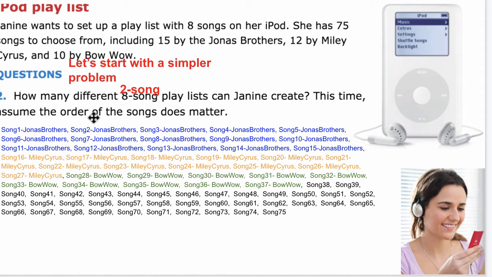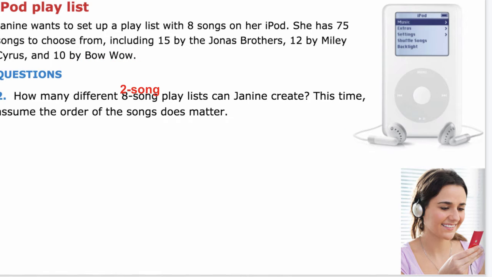You could go song 1, song 2, song 1, song 3, song 1, song 4, song 1, song 5, song 1, song 6, and so on. Then you can start with song 2: song 2, song 1, song 2, song 3, song 2, song 4, song 2, song 5, etc. So you could actually try to write the sample space. Don't recommend that, but you could.